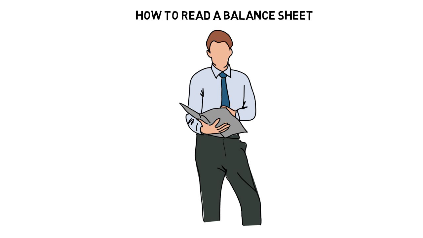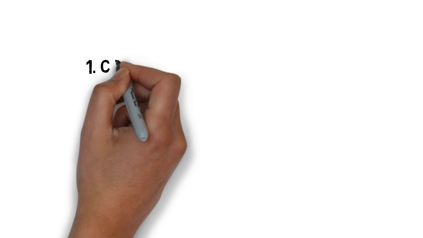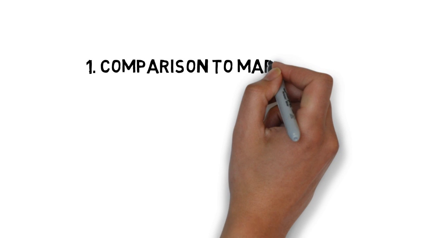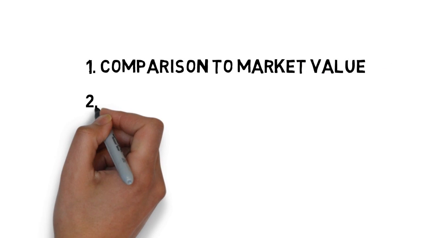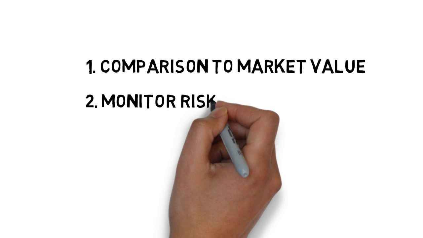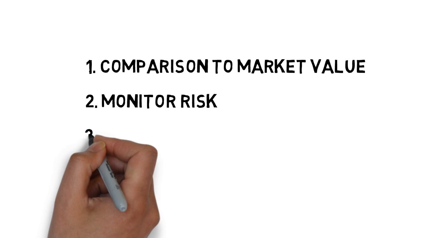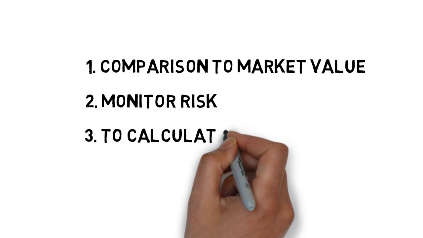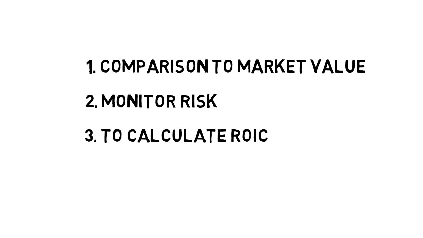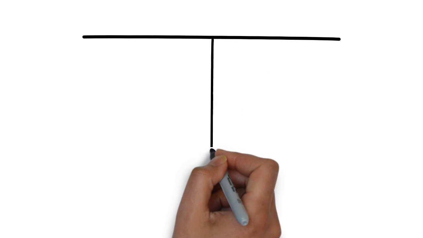Typically, investors use the balance sheet for one of three reasons. Firstly, to compare market values to book values as a valuation tool. Secondly, to monitor for financial and business risks. And thirdly, to calculate return on invested capital, ROIC, which tells an analyst how efficiently a company is utilising its capital. Let's start with an overview of a typical balance sheet.